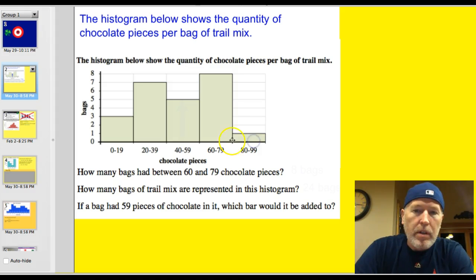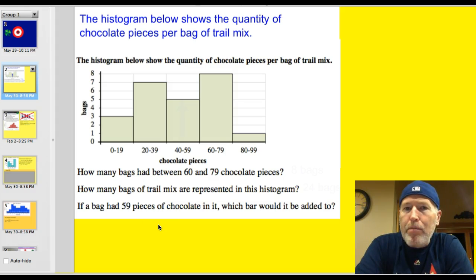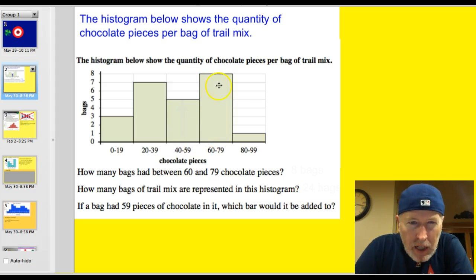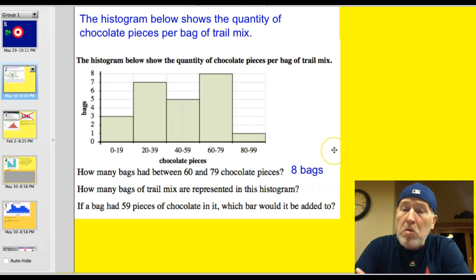All right. This histogram below shows the quantity of chocolate pieces per bag of trail mix. How many bags have between 60 and 79 chocolate pieces? Well, let's take a look at it here. I rewrote this because it was ungrammatical, but we have the bags on this side, and this would be from 0 to 19 pieces of chocolate, 20 to 39, 40 to 59. It looks like an interval of about 20. So 60 to 79, it looks like there are 8 bags. We've answered our first question. We've interpreted our first histogram.